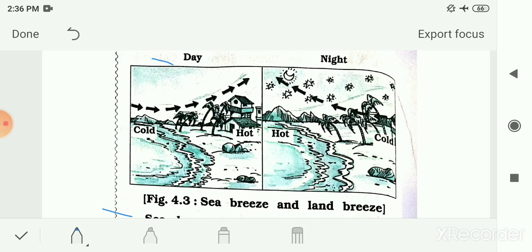The air present on this land quickly becomes hotter, or its temperature rises quickly, so it moves upward, and in the space created, the air present on the sea blows towards this land, and to continue this cycle, the warmer air blows towards the seaside. So the air which blows from sea to land is known as the sea breeze.